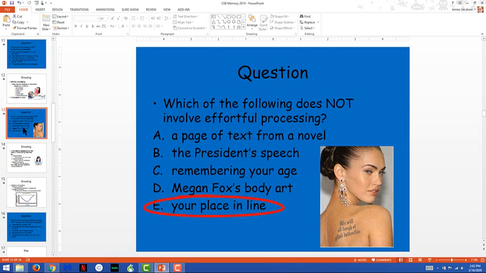Your place in line should stand out to you as a memory that is formed through spatial relations. That is space, duration, frequency. This is automatic processing. So where you were in line will automatically be processed as a long-term memory.